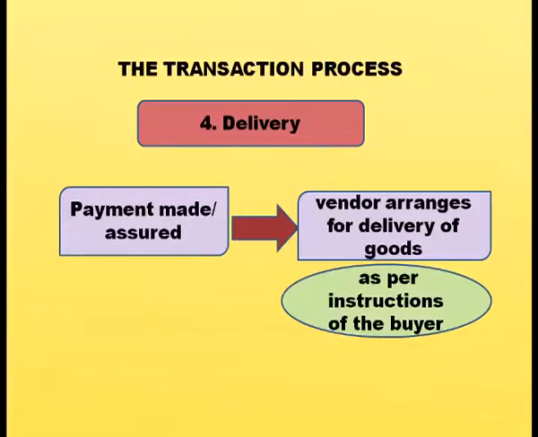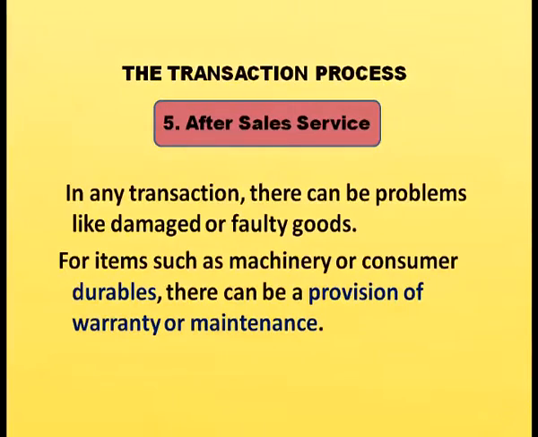As the next process in the transaction, we can say delivery. Payment is made by the buyer and payment is assured to the seller. Then the vendor arranges for delivery of the goods. As per the instructions of the buyer, the seller will deliver the goods. The fifth transaction process relating to e-business is after sale service. In any transaction, there can be a problem like damaged goods, faulty goods, etc. For items such as machinery and consumer durables, there can be a provision of warranty or maintenance.